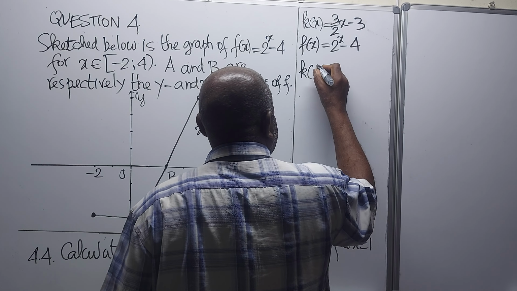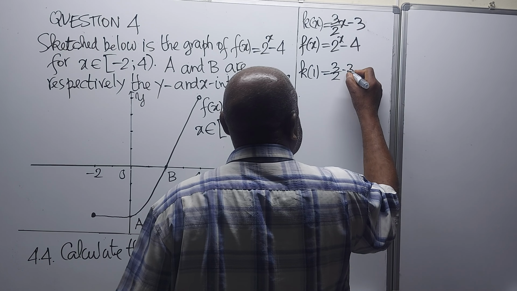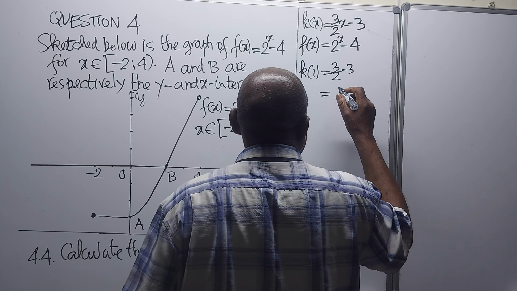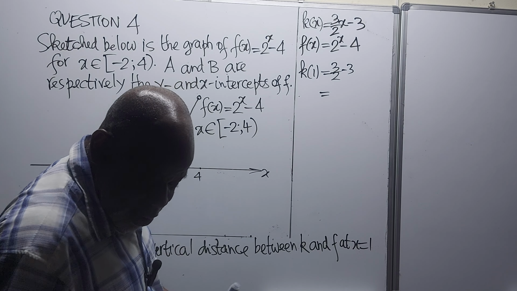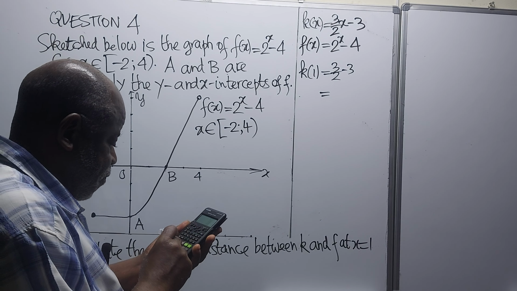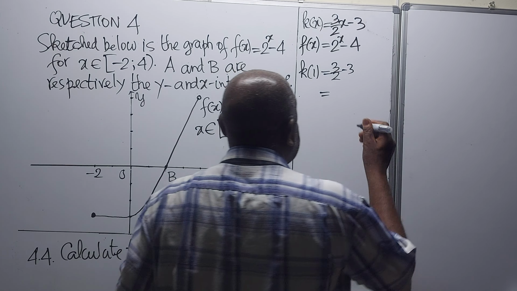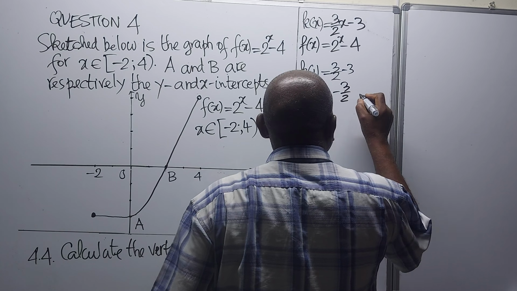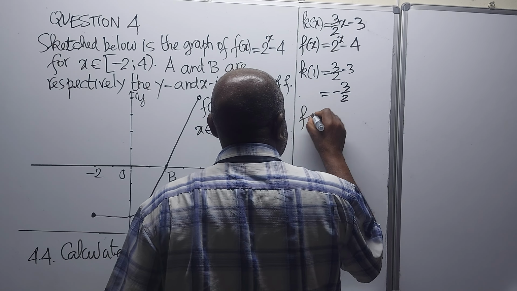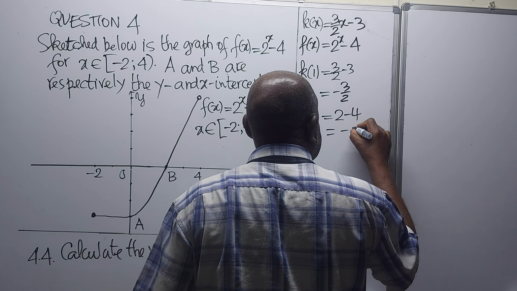K of 1 will be equal to 3 over 2 minus 3. Then we're going to get, let's use our calculator. Then what are we getting? 3 over 2 minus 3. We're getting here the negative 3 over 2. And then we're going to take f of 1, which will be equal to 2 minus 4. Then we get minus 2.